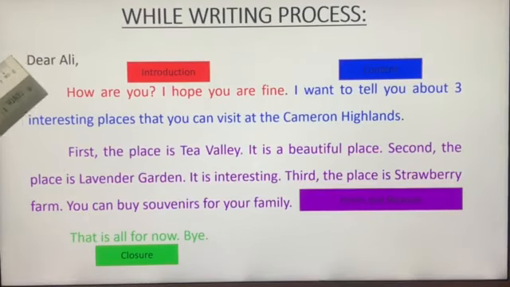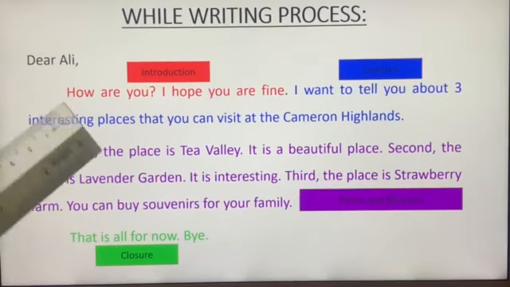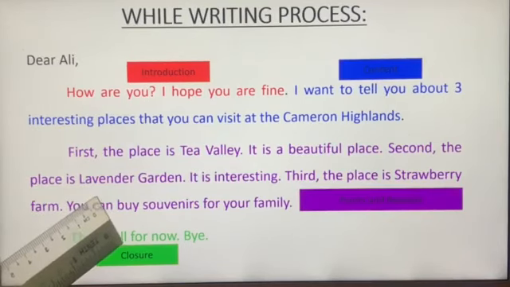See, in every new paragraph kita ada indent. Indent membawa markah, so make sure awak tak lupa untuk letak indent. Right, so that is all for Section B.